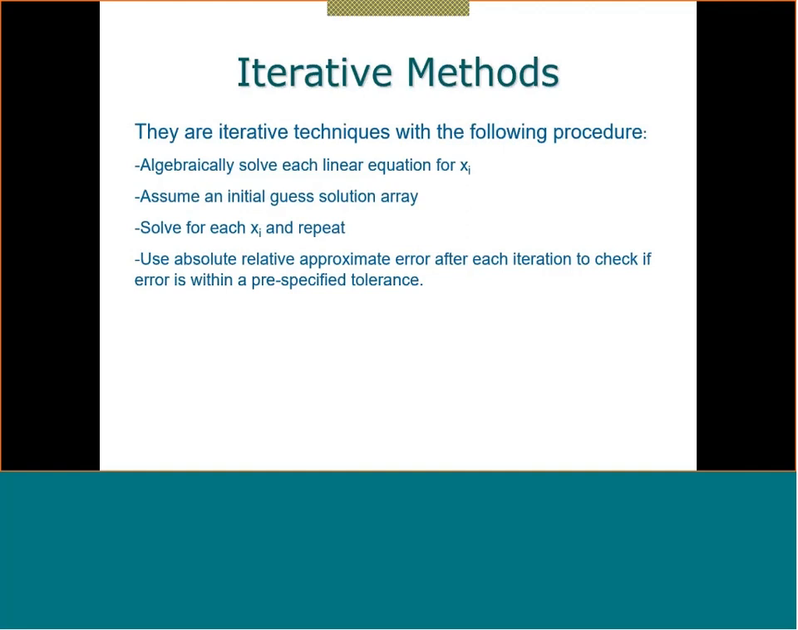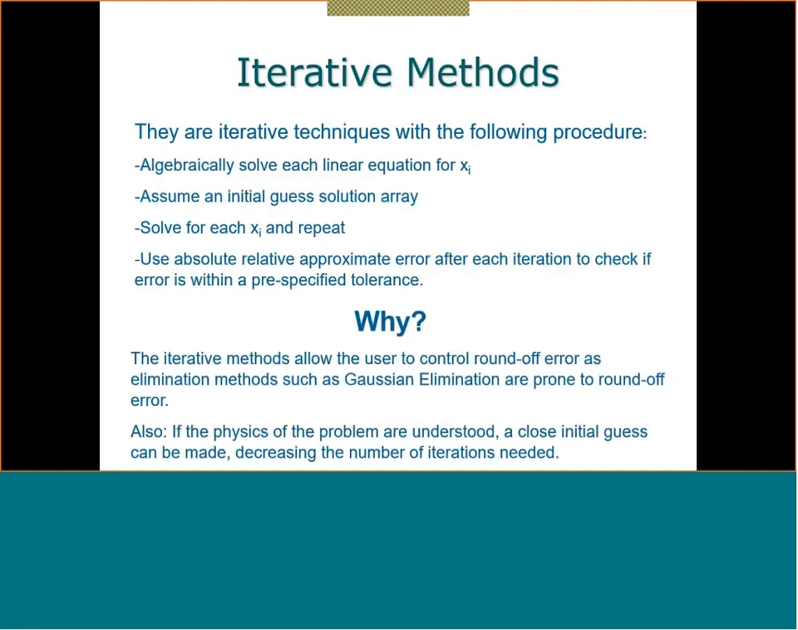We use the absolute relative approximate error after each iteration and check. So let's say I said do this until your error is less than or equal to 0.001%. You check each variable until each one satisfies this condition, then you stop the iterative process. Now, why do we have to do this? First, it helps us control the round-off error, as elimination methods such as Gauss elimination are prone to round-off error, as we have seen.